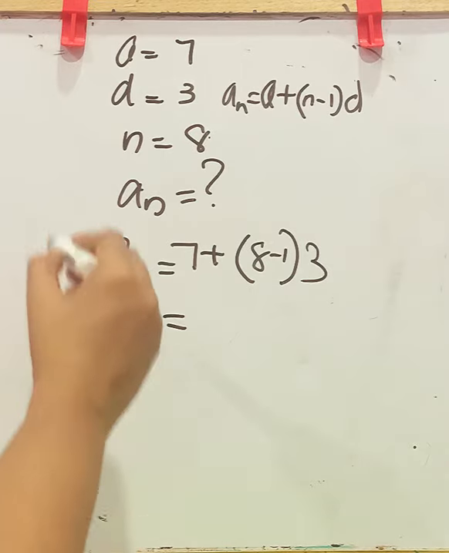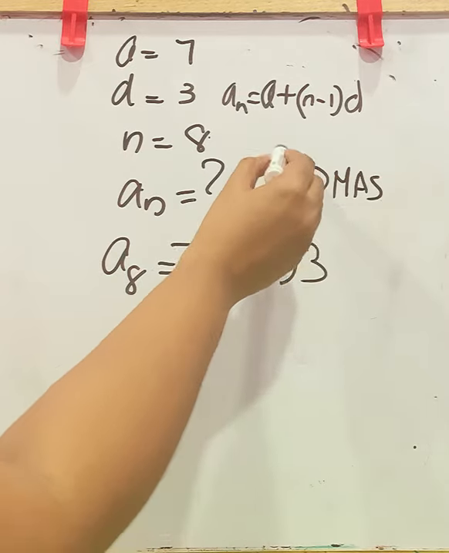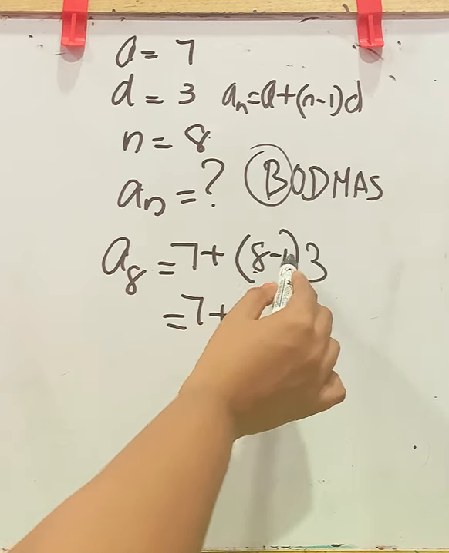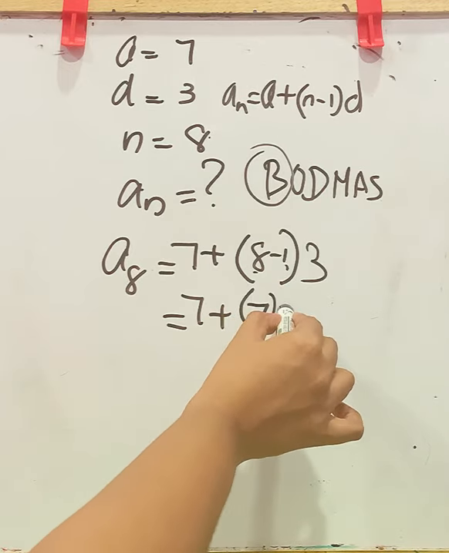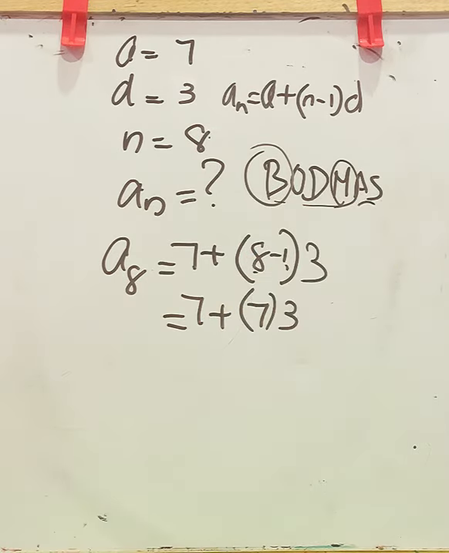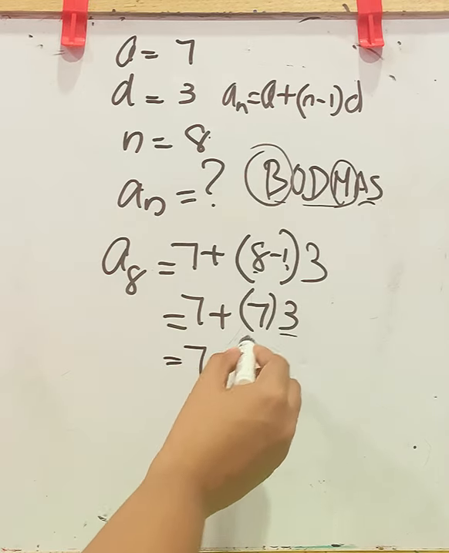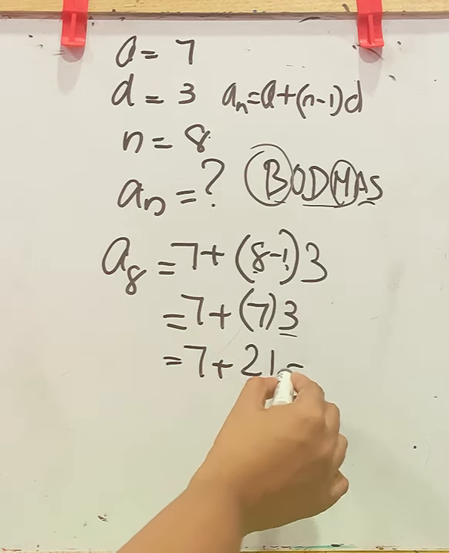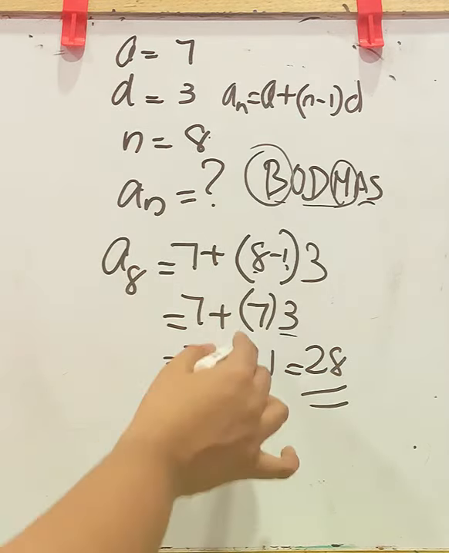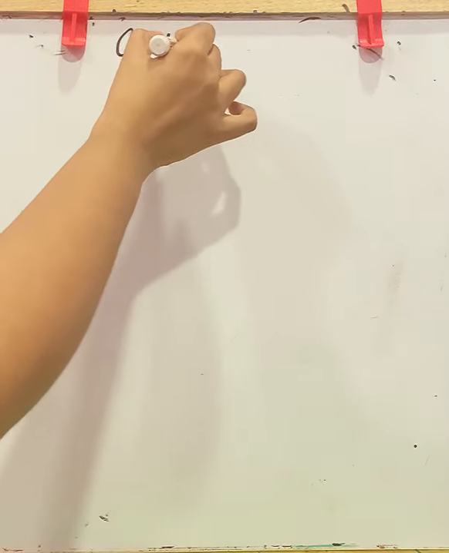So first, according to the BODMAS rule, first comes the brackets. So you have to do inside the bracket. 7 plus (8 minus 1) into 3 is 7 plus 7 into 3. Now next comes the multiplication, then only comes the addition. So first do the multiplication. That is equal to 7 plus 7 3s are 21. 21 plus 7, 28. So what is the 8th term here in this AP? 8th term is 28.